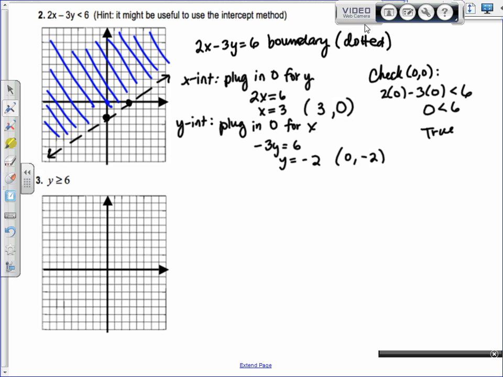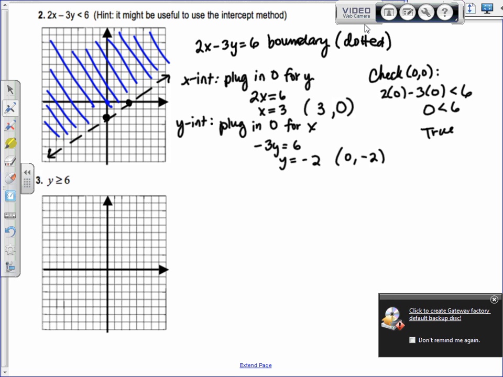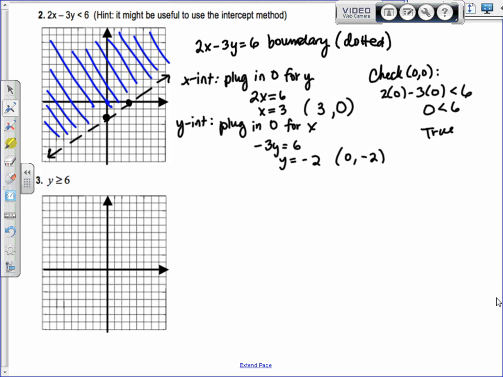Okay, so the next one is y is greater than or equal to 6. That boundary line is y equals 6. It's solid. And y equals 6 is a horizontal line. So at 6, 1, 2, 3, 4, 5, 6, we're going to draw a solid line. So that's the boundary, but we had y is greater than or equal to 6.